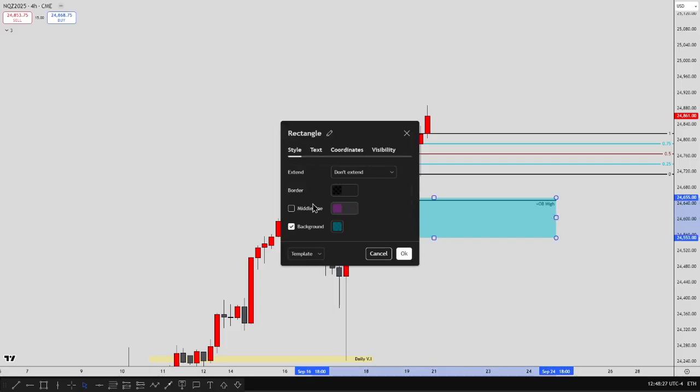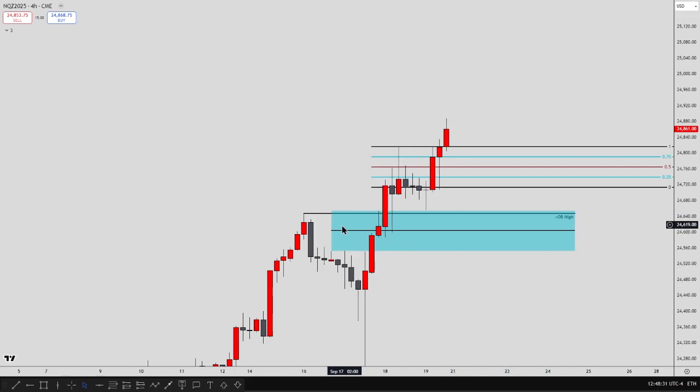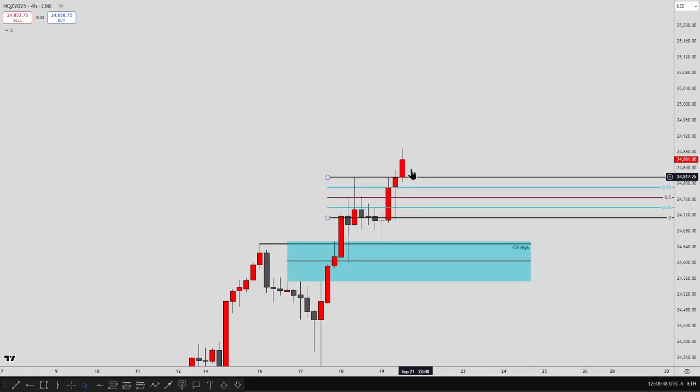Now, that could be done in the form of that, where we don't trade past the consequent encroachment level. We can potentially wick into it and then reject again, but my ideal scenario involves not even trading into the order block high. The ideal scenario for me here, for the coming week, is to use these wick levels and to use this area of price.